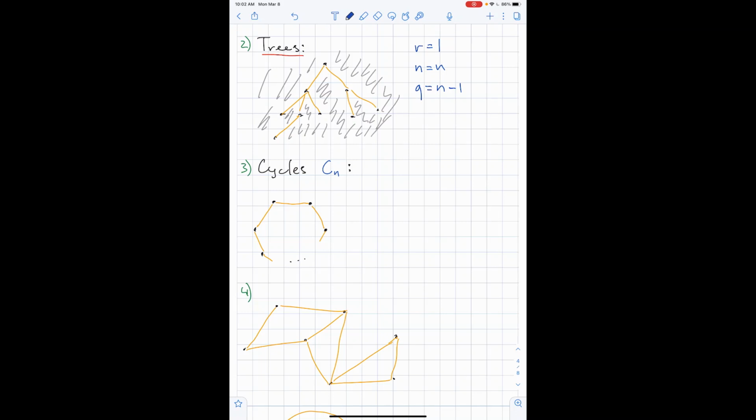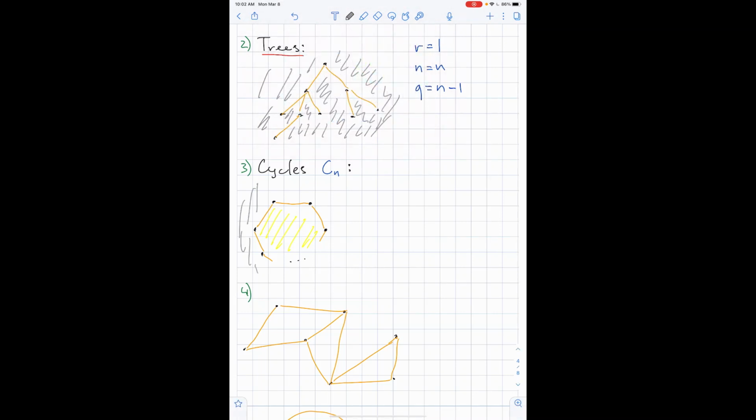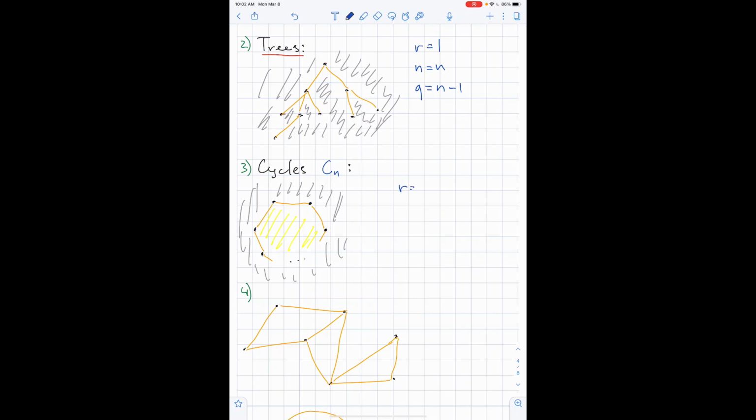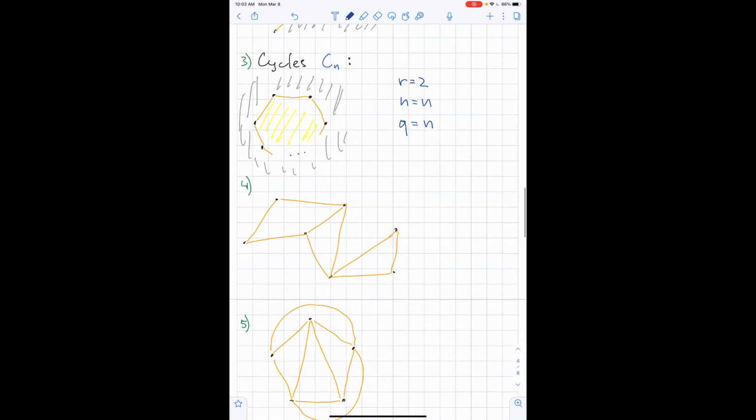My next example is cycles. So if I have a cycle, then we have clearly two regions, one exterior, one interior, and therefore R is equal to 2, number of vertices is, let's say n, and number of edges is also n. So the cycle has as many edges as it has vertices.